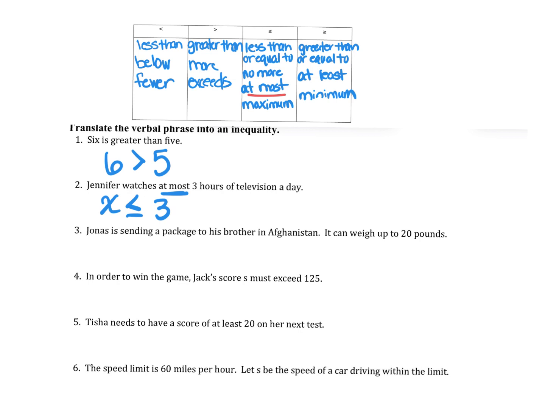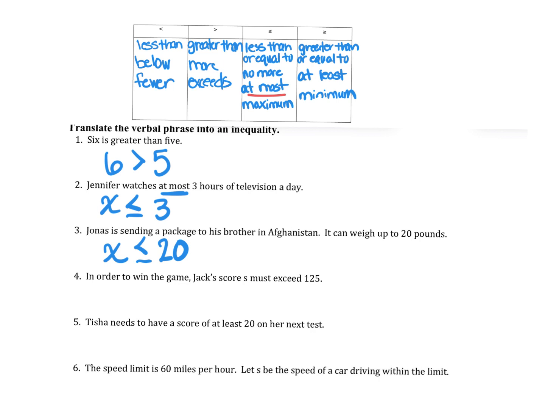Number 3, it says Jonas is sending a package to his brother in Afghanistan. It can weigh up to 20 pounds. So let's let the x represent the package. And if we say up to 20 pounds, it can be 20 pounds, so we'd have the equal to. That would be less than or equal to 20, because it can't weigh more than 20 pounds, but it can weigh 20.